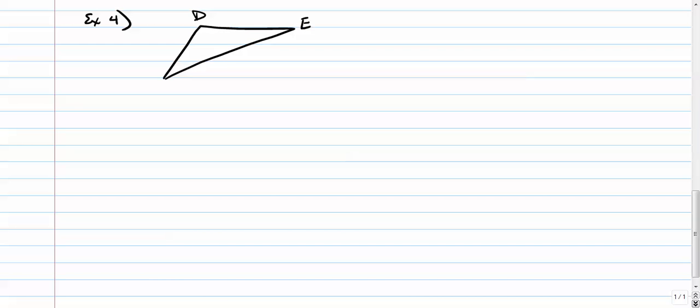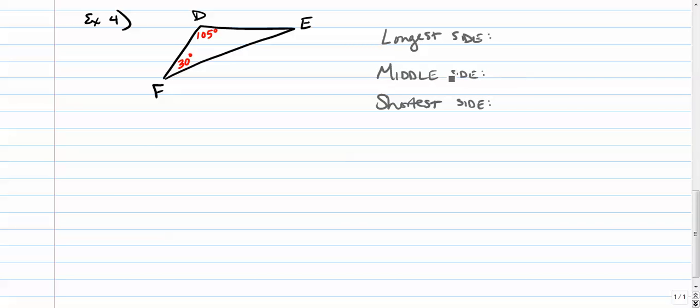All right, let's name these D, E, and F. Let's say we are given 30 degrees and 105 degrees. The question is asking you to find out what the longest side is, what the shortest side is, and what the middle side is. You're asked to put them in order. Based on the picture, you can probably guess the answers, but not every triangle is going to be as simple to guess.